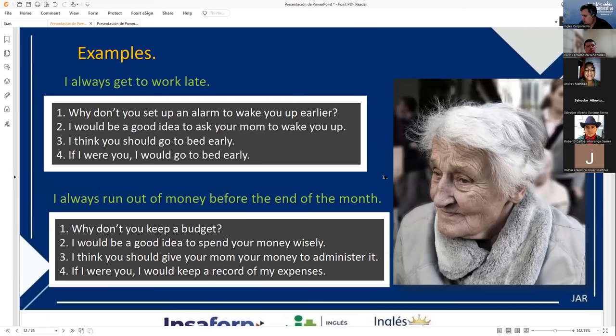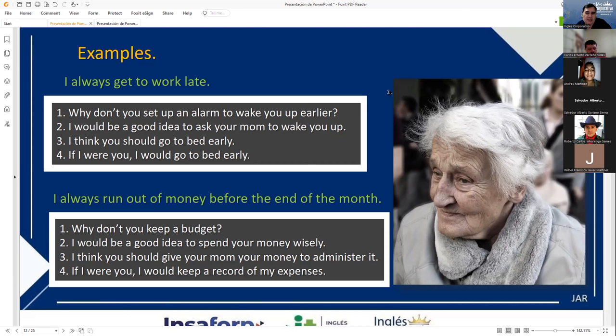Examples. I always get to work late. So the questions: why don't you set up an alarm to wake you up earlier? Two, it would be a good idea to ask your mom to wake you up. I think you should go to bed early. If I were you, I would go to bed early. Okay.